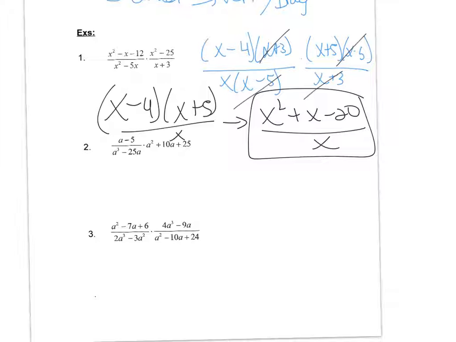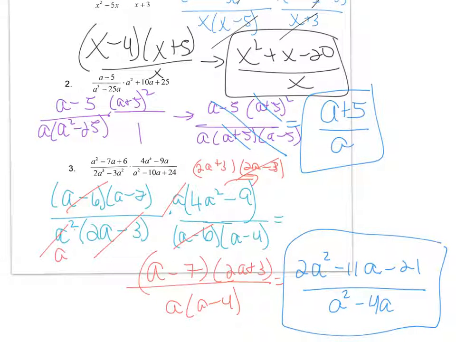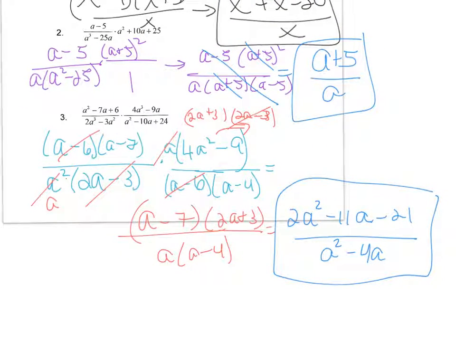Alright, take a second and try number 2 and 3, and I'll pop up both of those answers in a minute. Just pause the video. Alright folks, check your answers. Number 2 should have been a plus 5 over a. You can see all the work I did for that. And then the bottom one, number 3, was 2a squared minus 11a minus 21 all over a squared minus 4a.